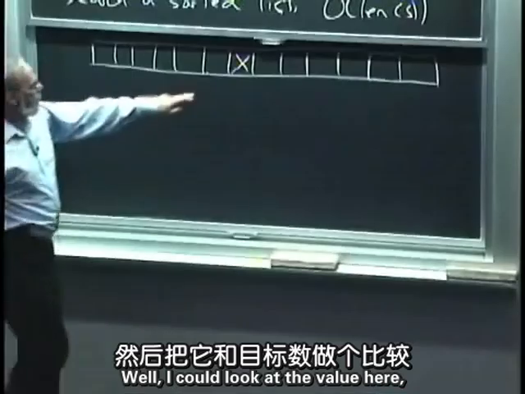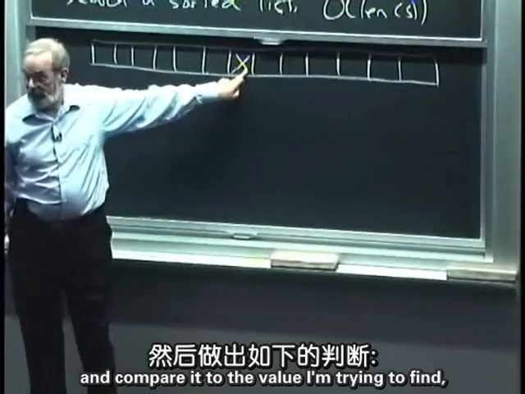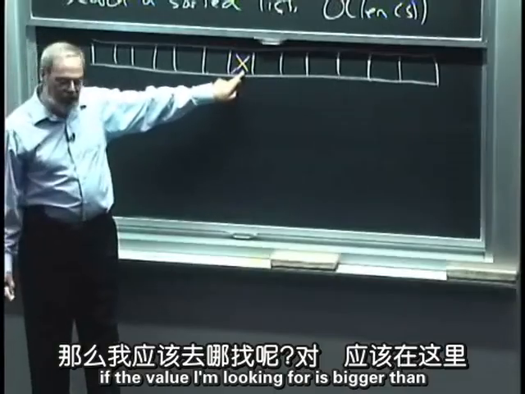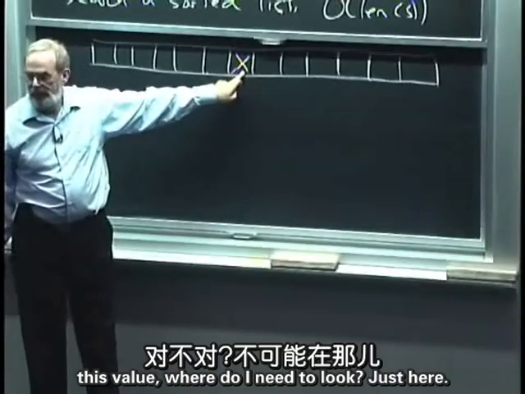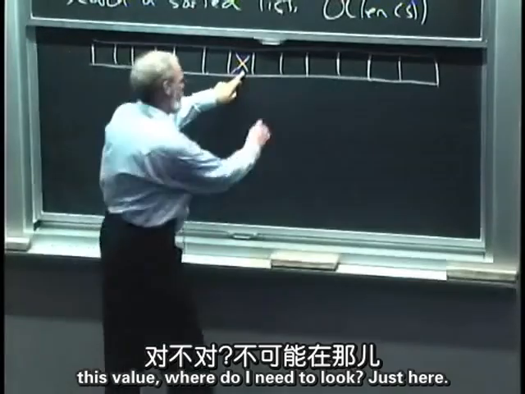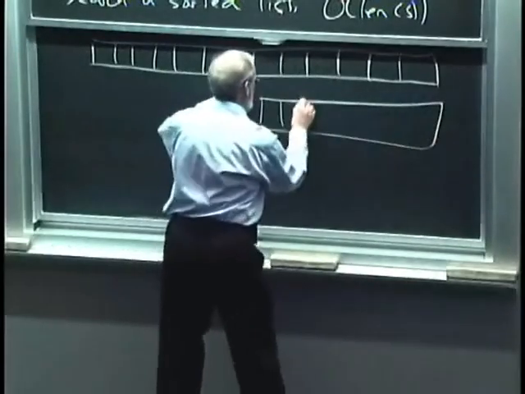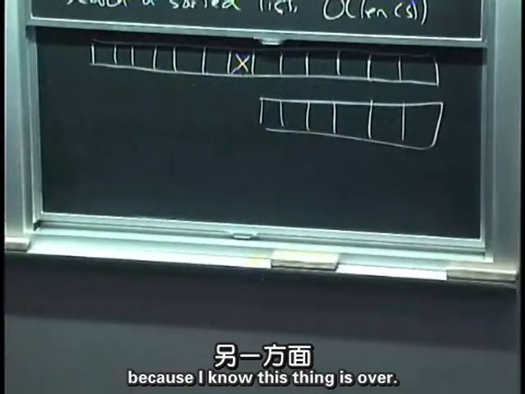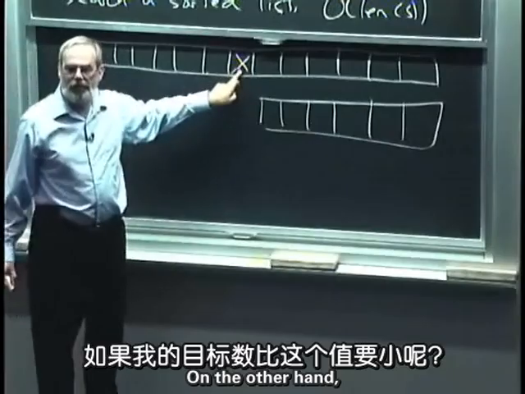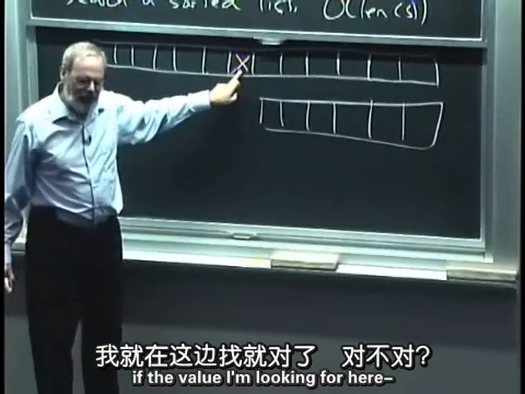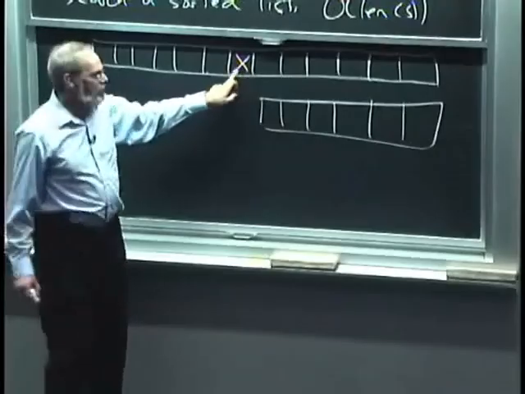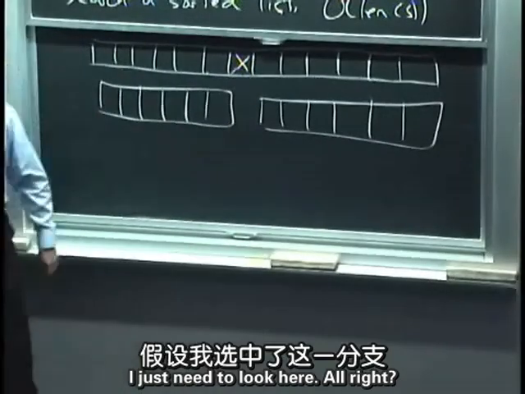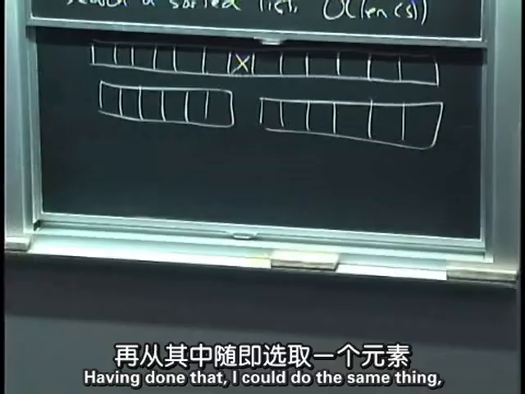Well, I could look at the value here and compare it to the value I'm trying to find. If the value I'm looking for is bigger than this value, where do I need to look? Just here. It can't possibly be there because I know this thing is ordered. On the other hand, if the value I'm looking for is smaller than the value I see here, I just need to look here. Having done that, I can do the same thing.